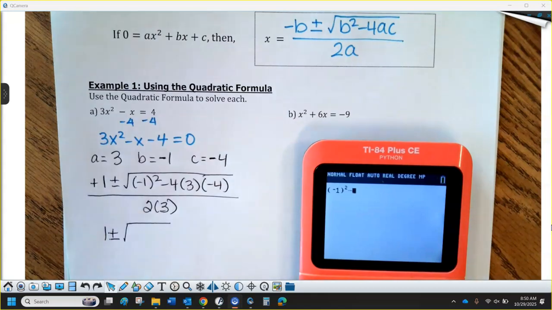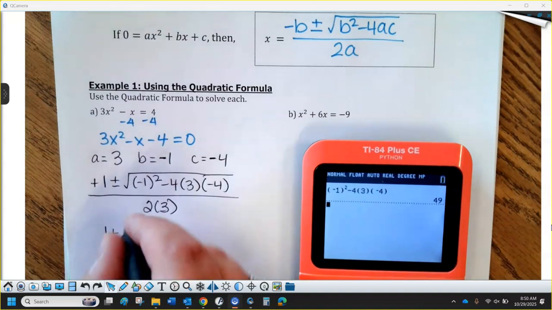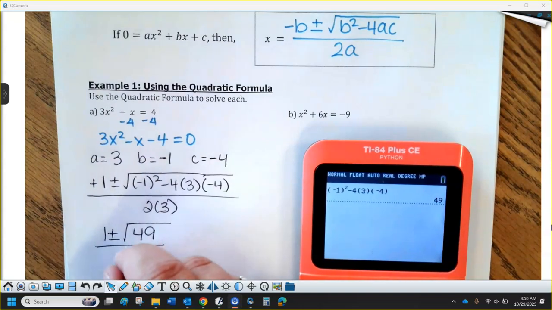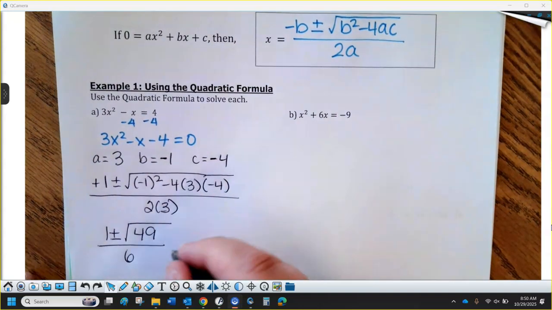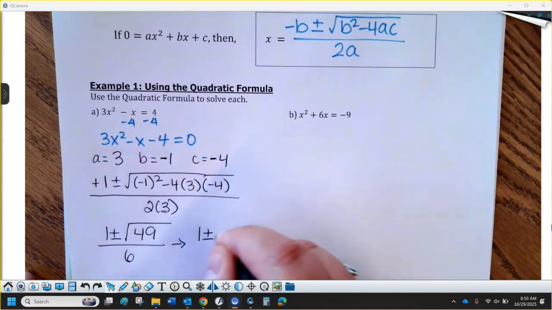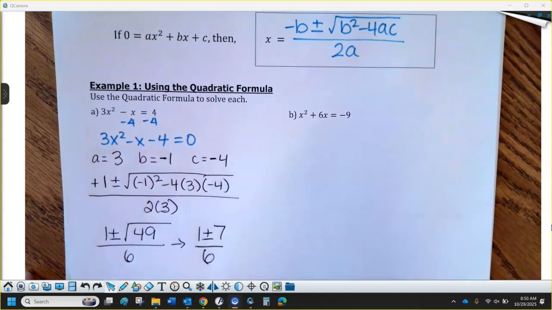So I'm not typing the square root, I'm just typing what I put under the square root. This ends up being 49, and then the bottom of the fraction, 2 times 3 is 6. Okay, what's your square root of 49? 7. That's a perfect square. All right. Now, I have 2 answers.